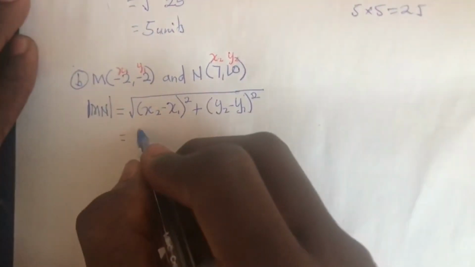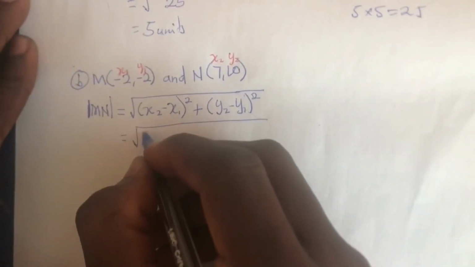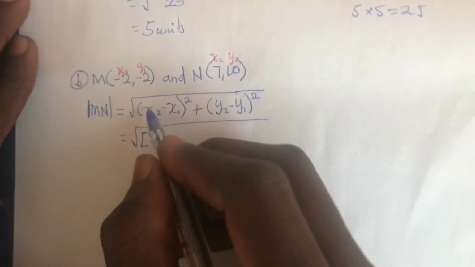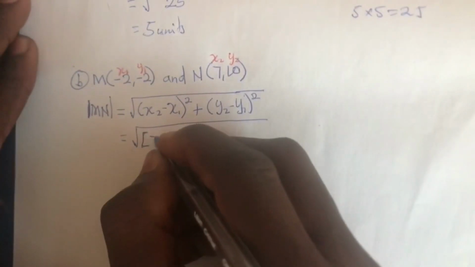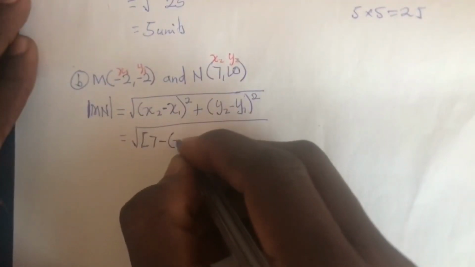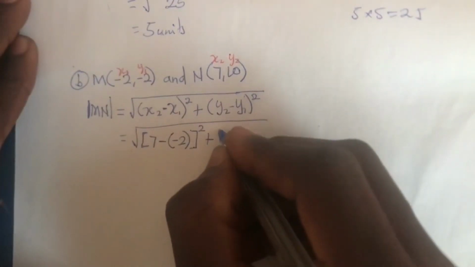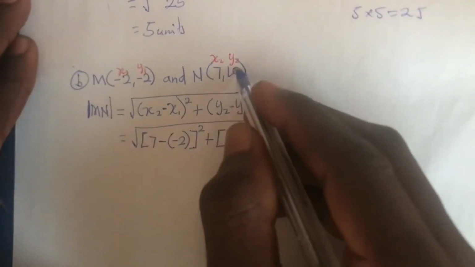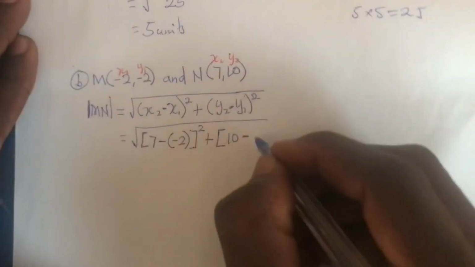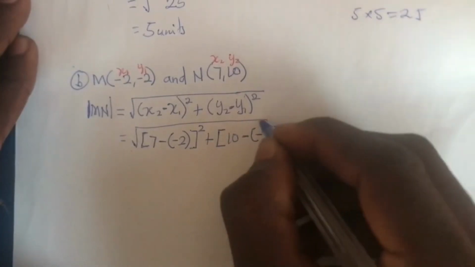Excellent. So at the end of the day, let us just do the substitution. So I'm going to draw a big bracket because I'm seeing some negatives. Are you okay? So what is our x2 in this question? Our x2 is 7. This minus, I'll bring it. Our x1 is -2. So I'll put that in brackets, -2. Then I'm done with this, all squared. Plus, I'm also going to put this in brackets. y2 is 10. This minus, our y1 is minus 2. So I'll put this minus 2 in bracket. Then everything is squared.